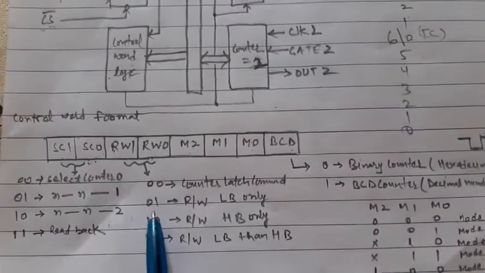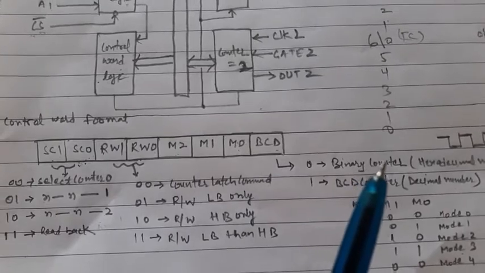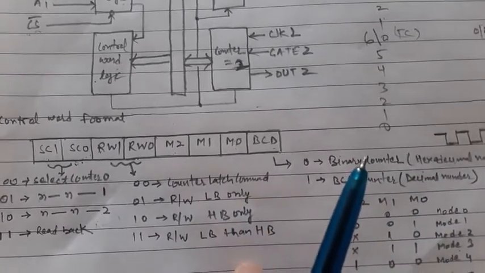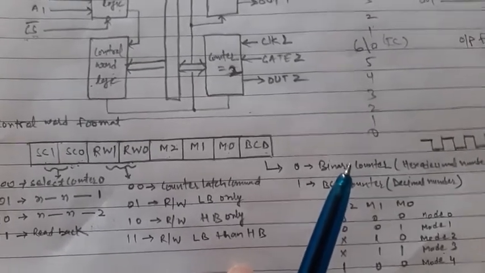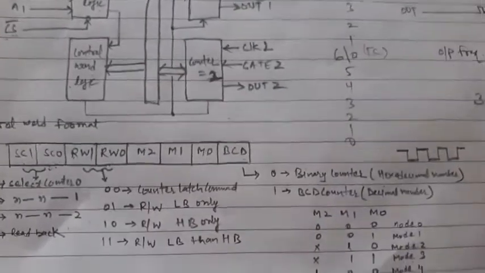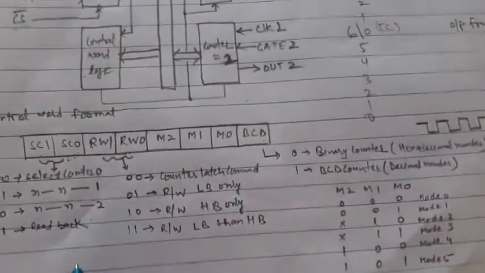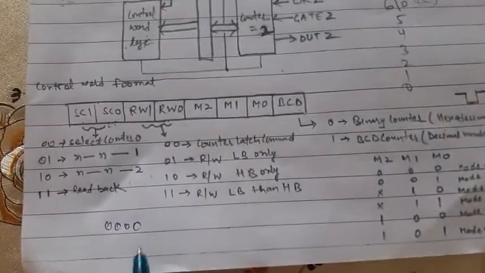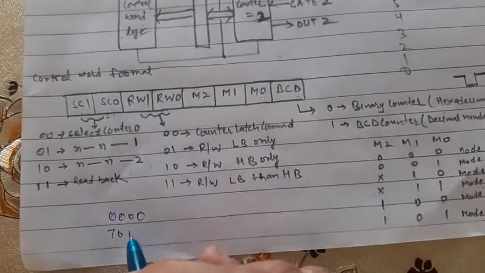Okay, now see, suppose counting is finished and we have reached the terminal count 0000. Now we want to load a new count, and suppose that new count is 7000.